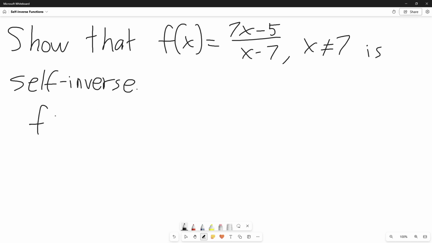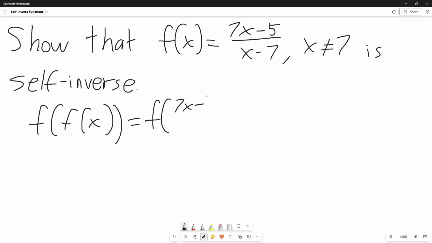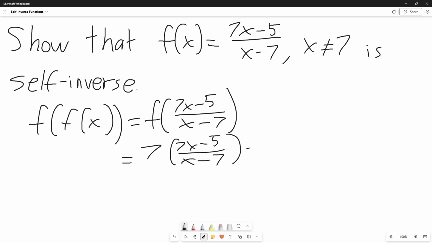So for the first one, f of f of x has to equal x. And first, let's find what f of f of x is. We can rewrite this as f of (7x minus 5 over x minus 7), which is 7 times (7x minus 5 over x minus 7) minus 5, all over (7x minus 5 over x minus 7) minus 7. And then now we just need to do some algebra to simplify this.